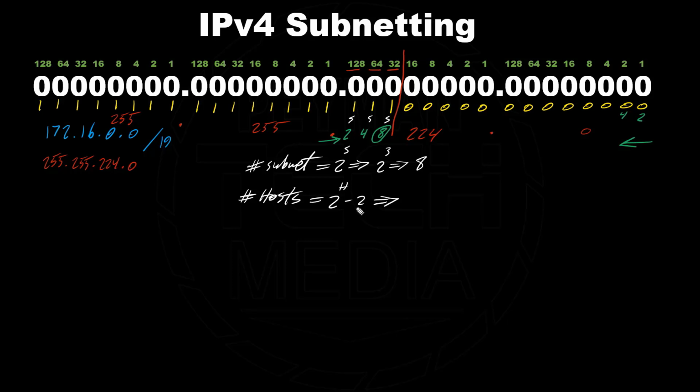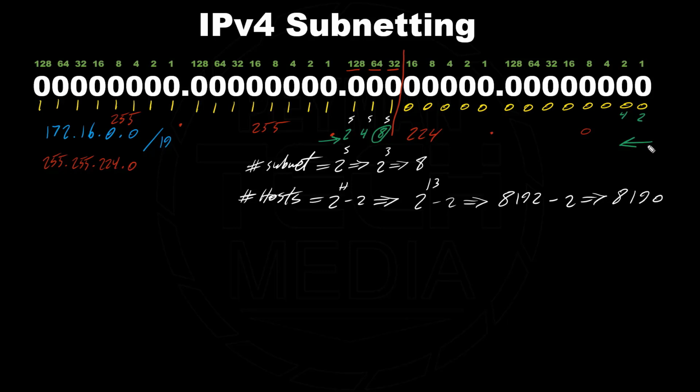So how many host bits do we have? Zeros represent host bits, which in this case is a total of 13 zeros. So 8 plus 5, that's 13 zeros. So 2 to the power of 13 minus 2, which is 8192 minus 2, is 8190. So this IP address with the subnet mask of 255.255.224.0 will have 8 subnets, and every subnet will have 8190 available IP addresses per subnet.